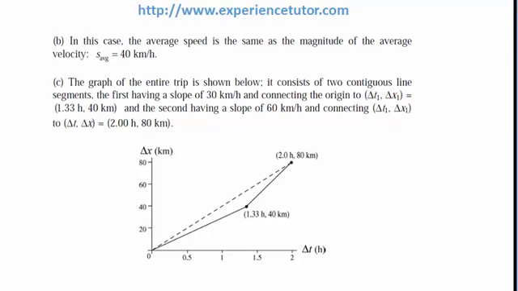C. The graph of the entire trip is shown below. It consists of two contiguous line segments, the first having a slope of 30 km per hour and connecting the origin to delta t1 and delta x1, which is 1.33 hours and 40 km, and the second having a slope of 60 km per hour and connecting delta t1, delta x1 to delta t, delta x, which is 2 hours and 80 kilometers.